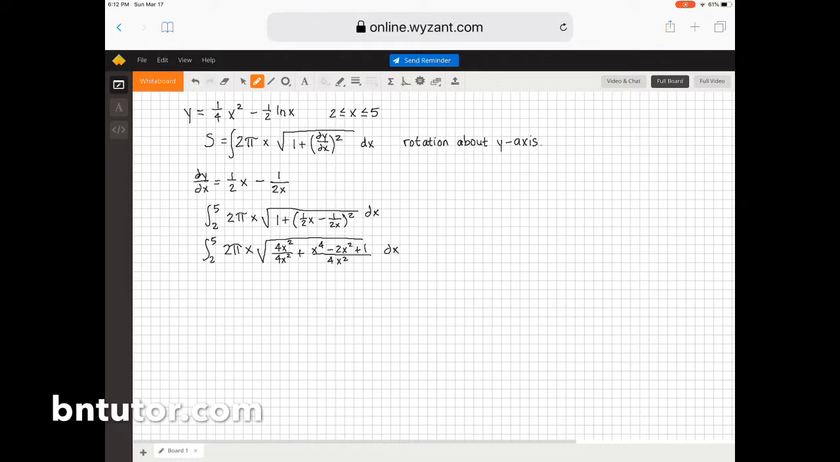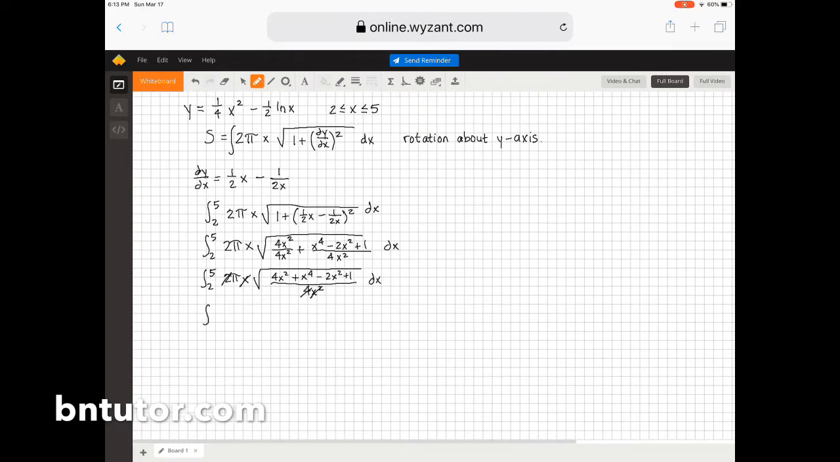all over 4x squared. Now we'll bring the two fractions underneath the radical into a single fraction, so that this numerator becomes 4x squared plus x to the 4th minus 2x squared plus 1. The denominator of 4x squared stays the same. Now notice in the denominator that the square root of 4 is 2, so that it'll cancel with the 2 that's outside of the radical. Likewise, the square root of x squared is x, which also cancels with the outside.